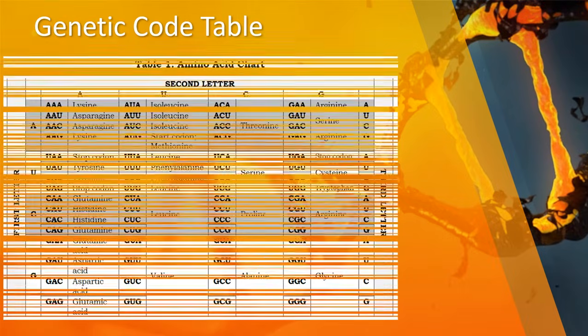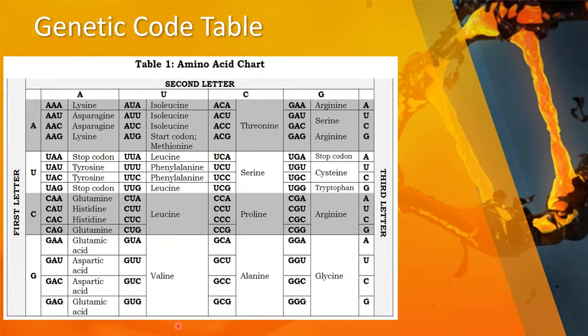Genetic code table. Since RNA is responsible in making protein, nitrogenous base of RNA is important in this table. So we have here table number 1, amino acid chart. First letter, ito ay binubuo ng adenine, uracil, cytosine, and guanine. Same with the second letter. We have A, U, C, and G. While sa third letter natin, kada row niya, meron tayong A, U, C, G.